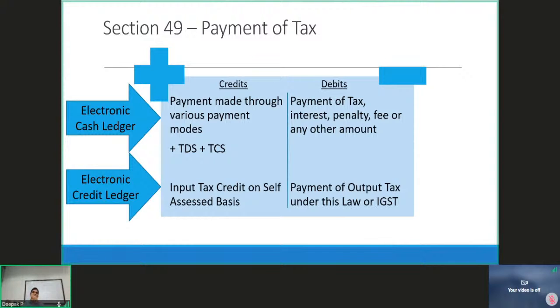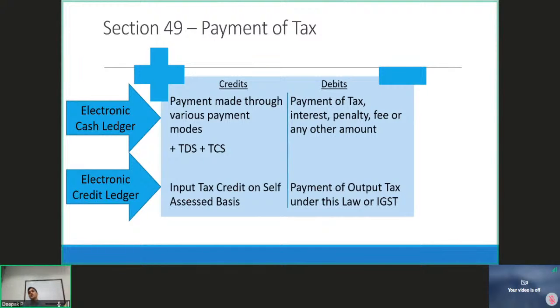Plus, you have made a transaction on which the other party deducts the TDS or collects TCS. That amount, when he remits it against your GST number, also comes as a credit in your electronic cash ledger. So credit in your electronic cash ledger comes through 3 modes of payment, plus TDS and TCS. This is the credit in the electronic cash ledger.